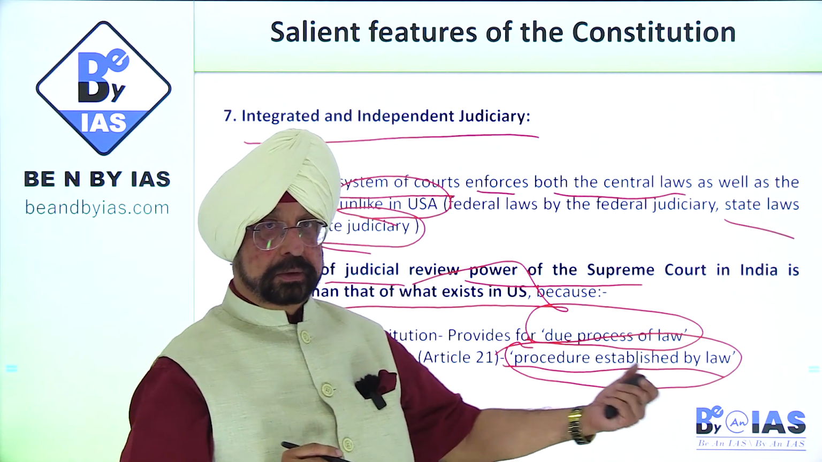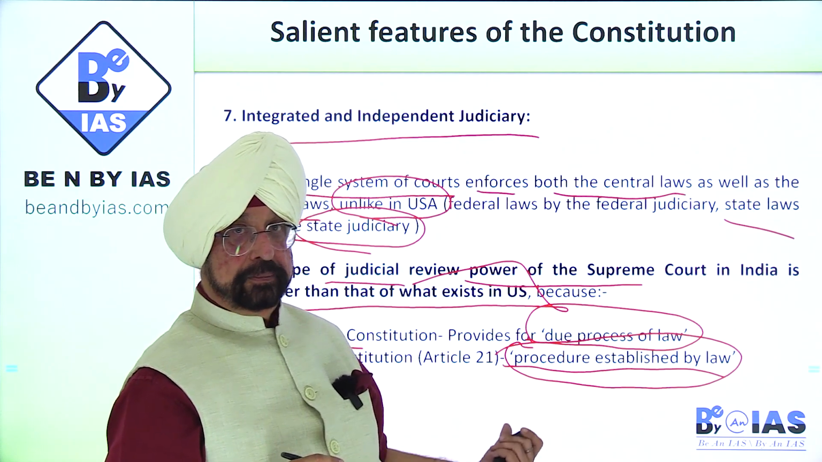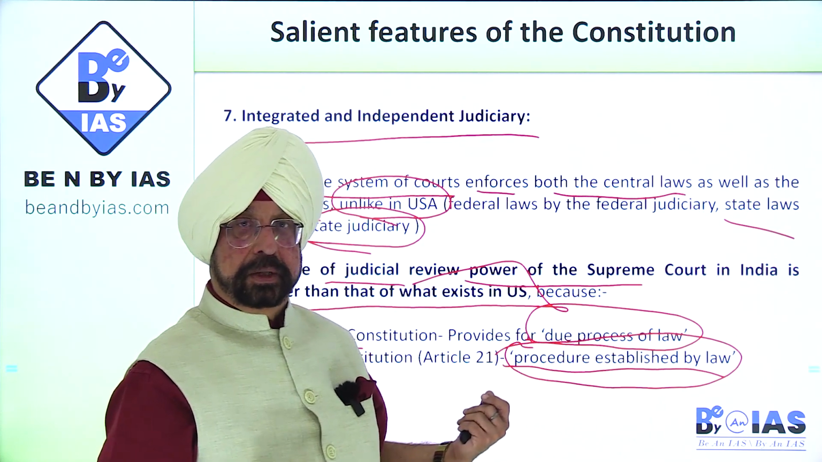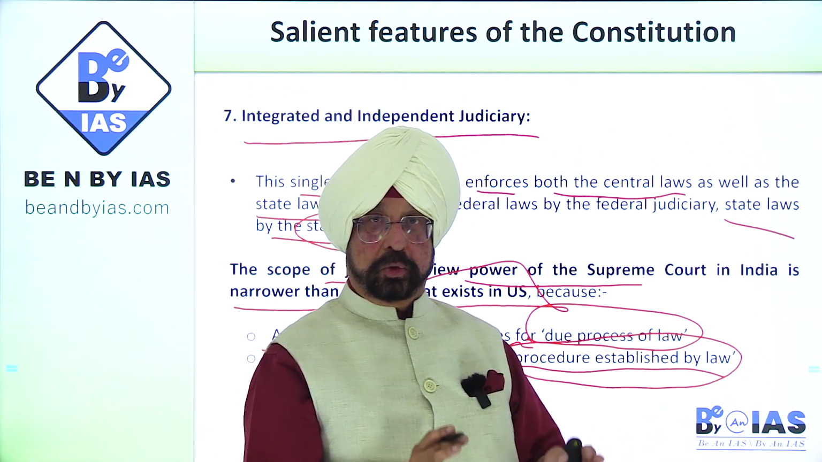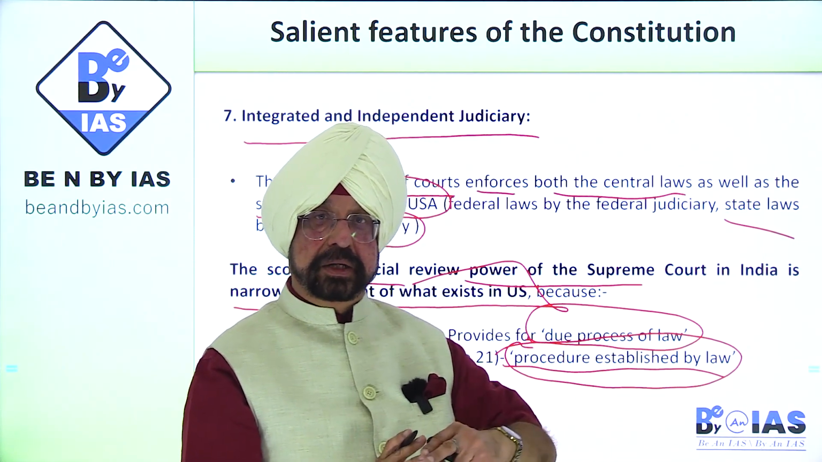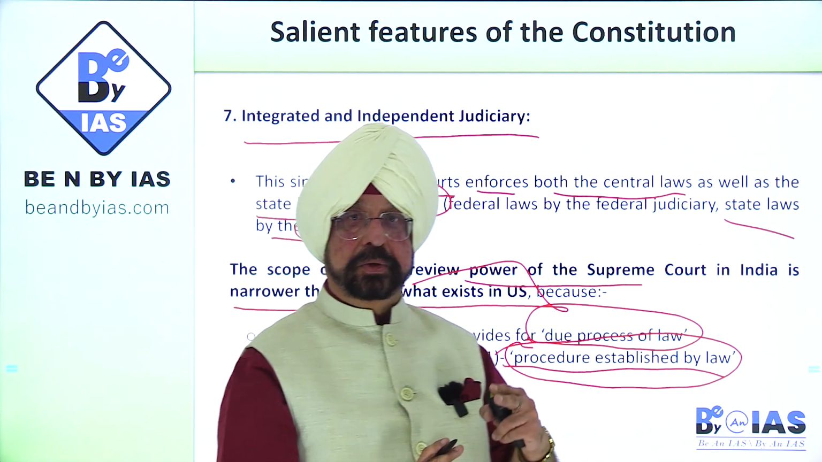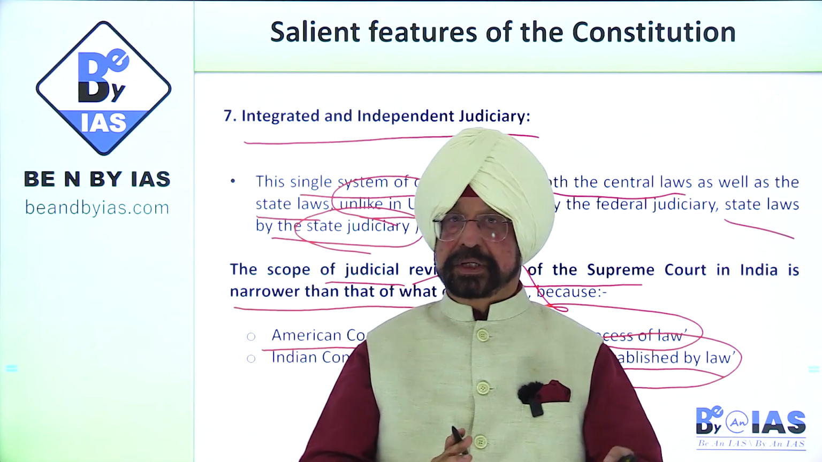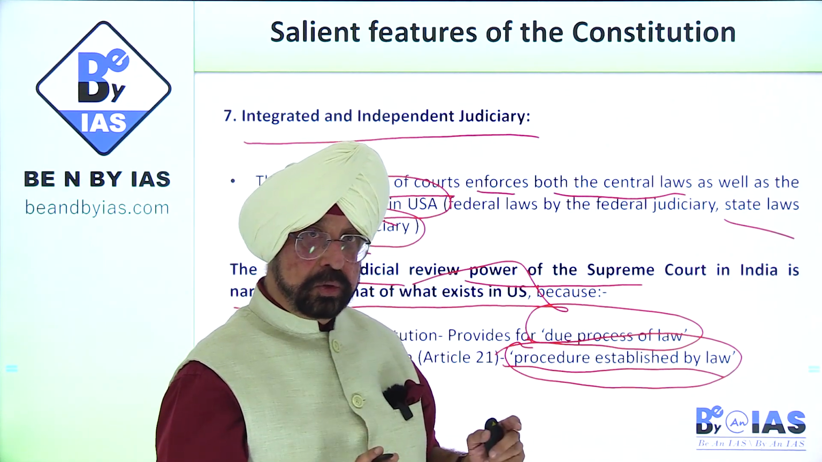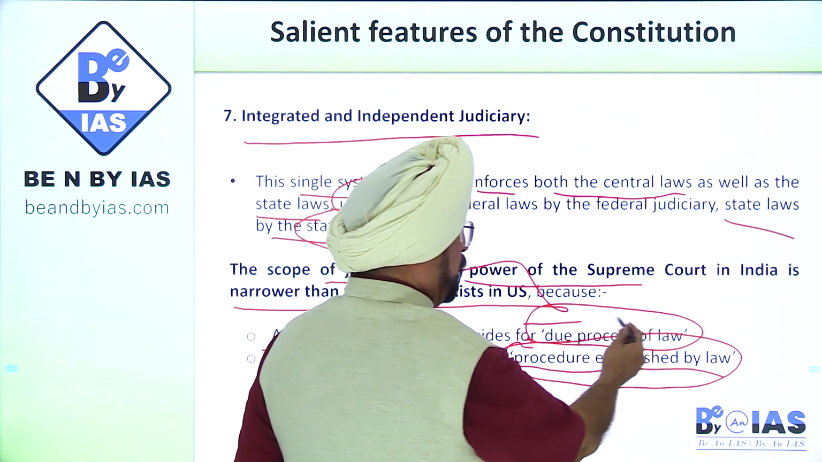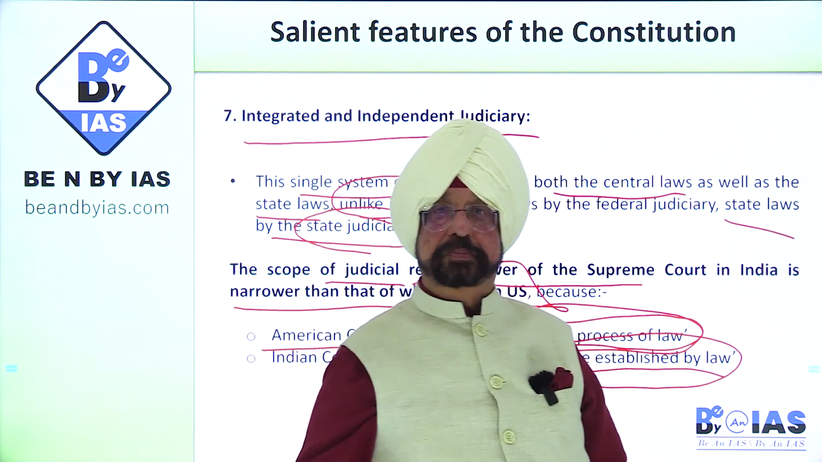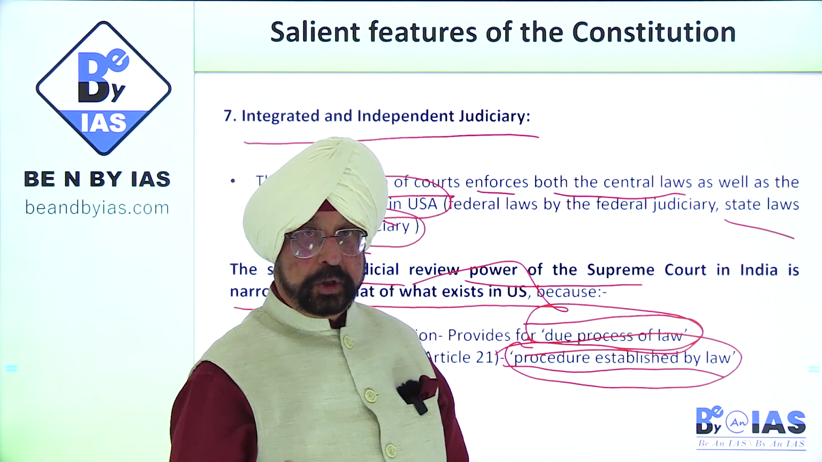There must be a law, there must be a procedure. And if that procedure is followed, then you can take away the life or liberty. That was the original provision, original interpretation. The provision is the same, but the interpretation changed after what case? Prior to the Maneka Gandhi case, that was the situation, that there must be a law, there must be a procedure. But now, in the case of due process, the judiciary can examine any aspect of that law, that process of law.